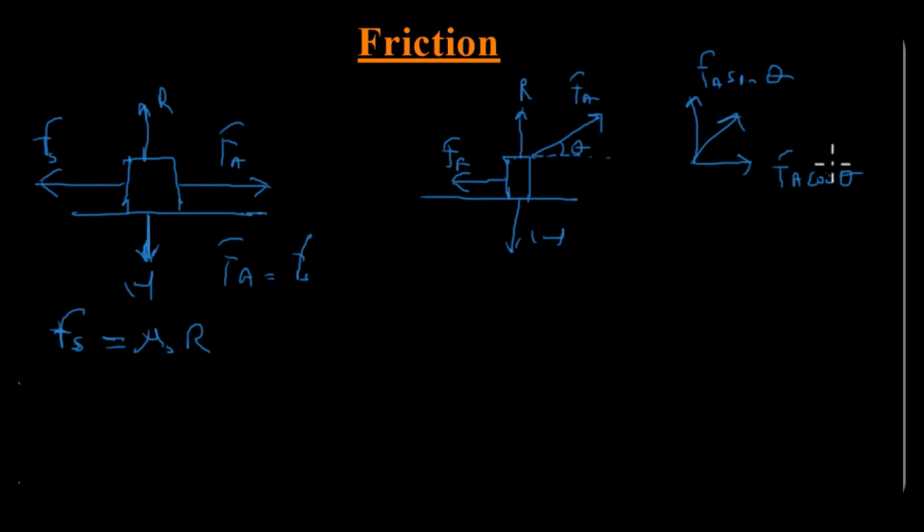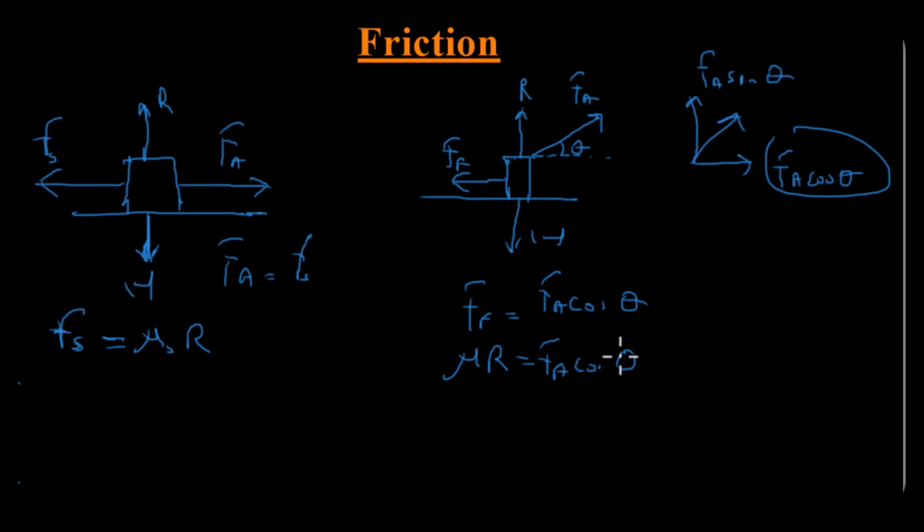But we want to make sure we're familiar with Fa cos theta, which is the force responsible for moving the box horizontally. Fa sine theta has no effect on the box moving horizontally. So it just acts to balance the weight of the object. So if we are to generate our equation from this, I can now say Ff must be equal to Fa cos theta, and since Ff is mu r, then I can say mu r is equal to Fa cos theta. This is one formula we want to be familiar with.